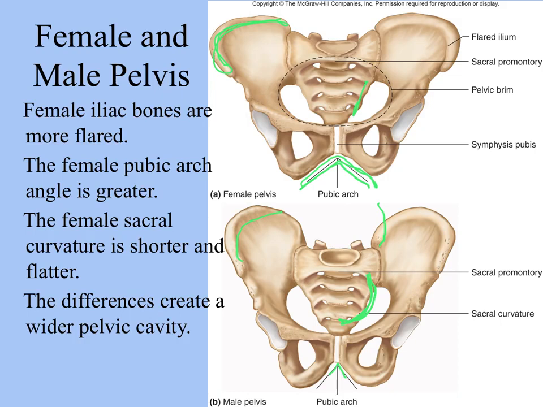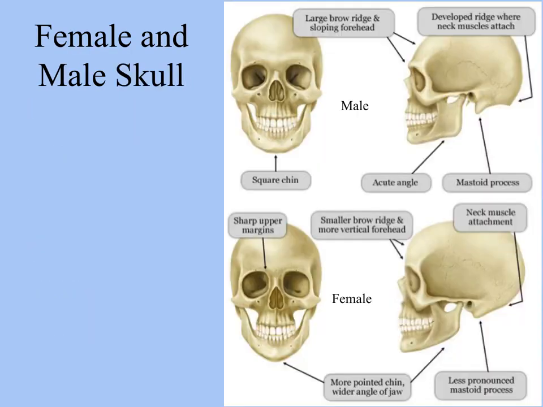And all of these differences put together create a much wider pelvic cavity than what you would see for a male. And again, those differences are related to the reproductive functions of the female as opposed to the male, which doesn't have the same reproductive functions, i.e. birthing a baby. You also see differences between the male and female skulls.